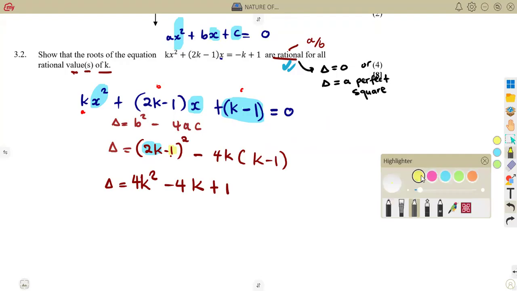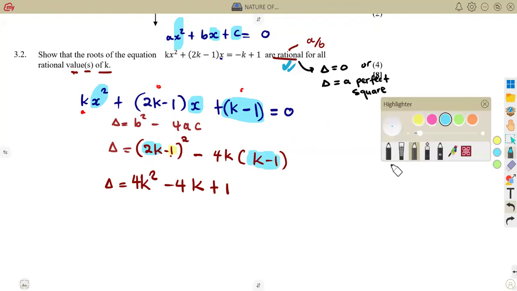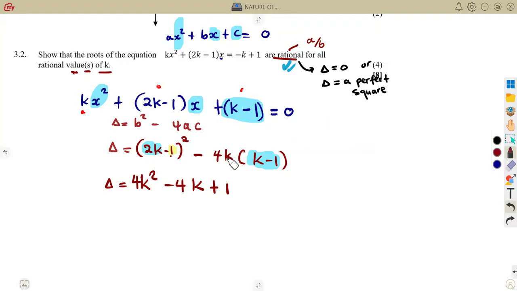Then after that, we need to expand this part of what? K minus 1. Distribute by what? By the minus 4k outside. So this is minus 4k outside of the bracket. So minus 4k times k. This is minus 4k squared. Then we've got minus 4k times minus 1. Minus to a minus, that's a positive. So that's positive 4k.